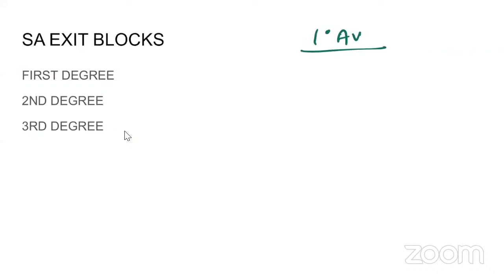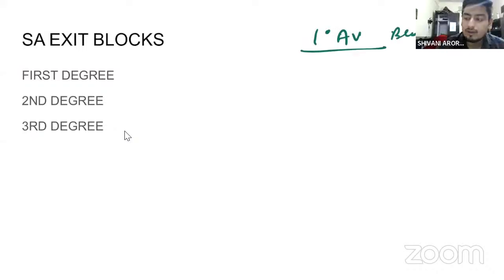Similarly, this is first degree AV block. What happens in first degree AV block is that the AV node slows down, but every impulse would be conducted. So there is a prolonged PR interval. Clear? And every impulse would be conducted. That is first degree AV block.